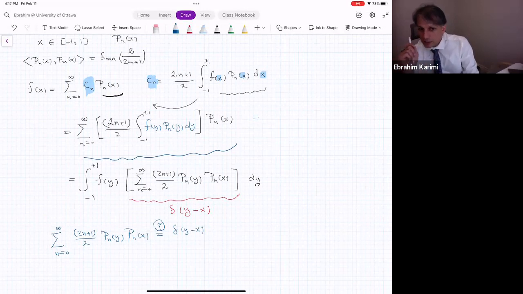Check that for the Legendre polynomial. Don't accept anything from me. Check that for the Legendre polynomial and see whether this is true or not.